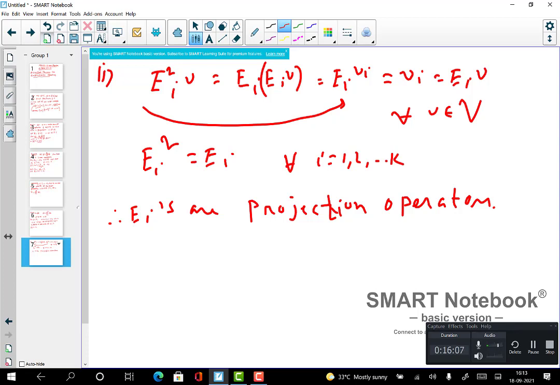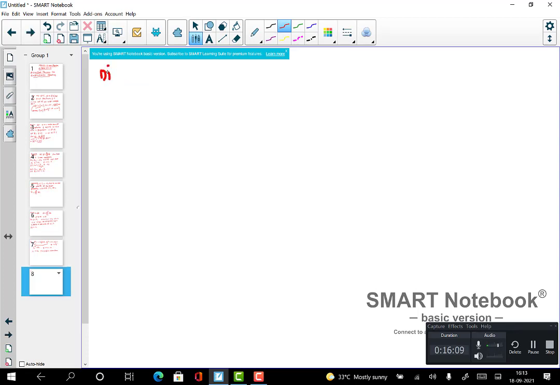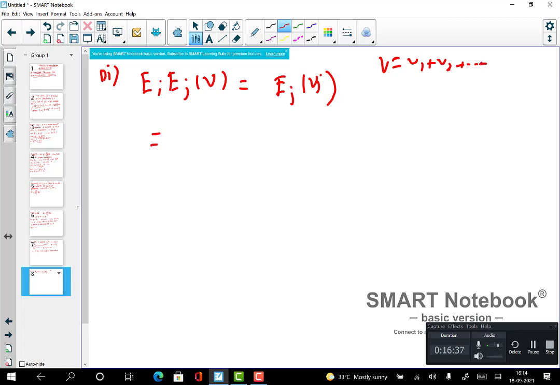Now second, what we need to prove? The second thing is we need to prove that EiEj equal to 0 if i not equal to j, right? So what is EiEj of v? That you write down as Ei of vj. But when you write down, this is v in terms of v1, v2, and vk, right?